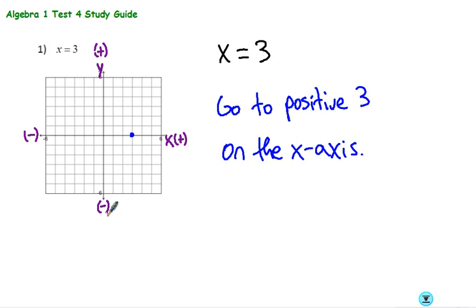And so what this says is draw a line that goes through positive 3 on the x. Well, we've got a point right there. And then what we're looking to do is draw a line that only touches positive 3. Well, the only way that you could draw a line that only touches positive 3 on the x is to draw a vertical line like that.